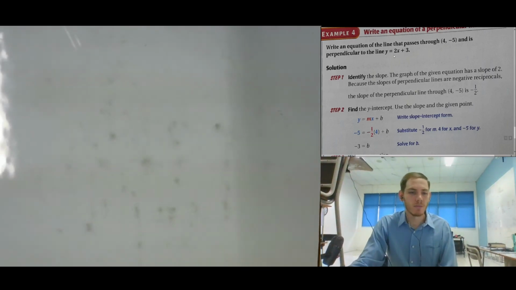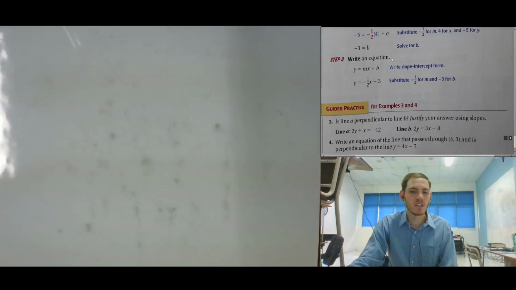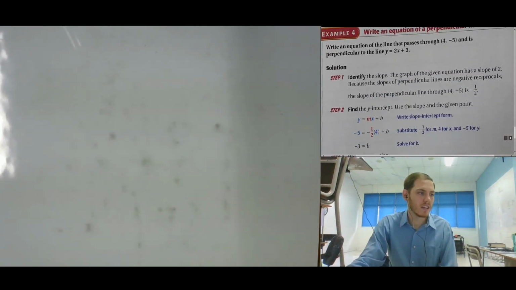Example 4 is another one very similar to what I just did. You could find the perpendicular line that passes through the point. It's pretty straightforward. It's not that hard for you to do, so feel free to try it out.